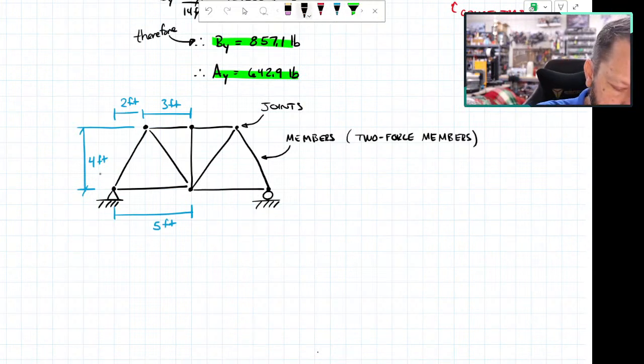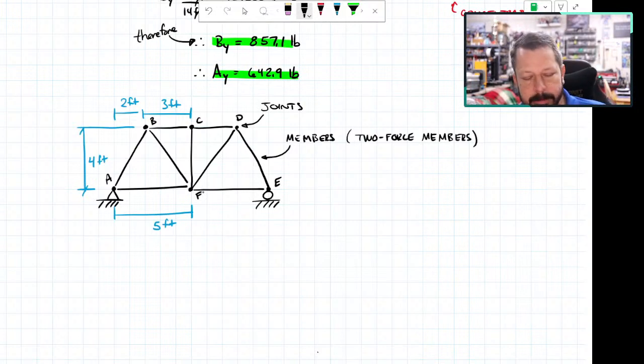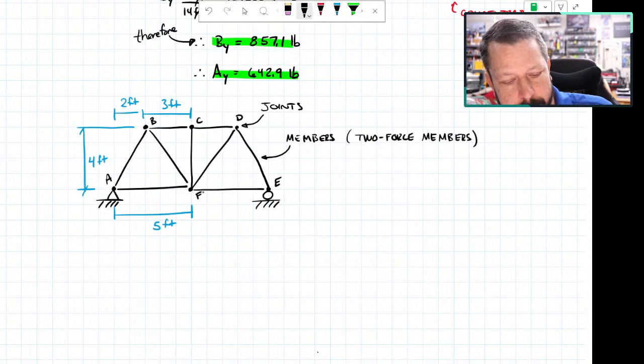Okay. And let's label it. I forgot to label it. We can't talk about it until we have labels on it. A, B, C, D, E, and F. We'll use those letters clockwise, starting at the left hand bottom corner, going around. We'll use those letters to describe member AB or member BF, and that way we can all agree on what we're talking about.